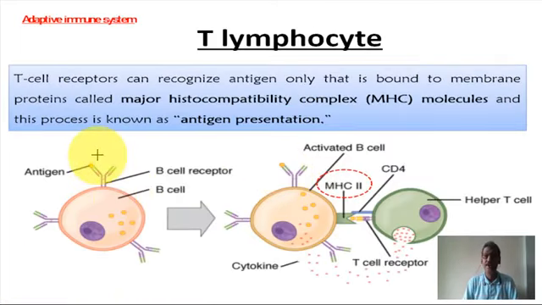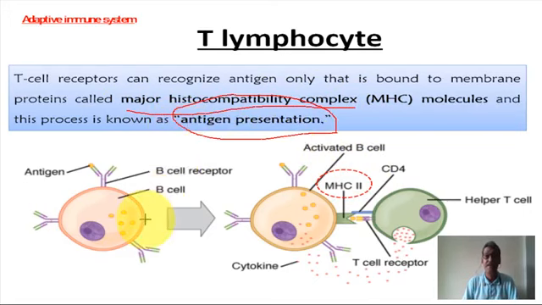Now the T cell receptor has a peculiarity. The T cell receptor cannot recognize free antigen directly, just like the B cell. It can only recognize and bind to an antigen when it is complexed with a protein known as major histocompatibility complex or MHC, and the whole process is known as antigen presentation.